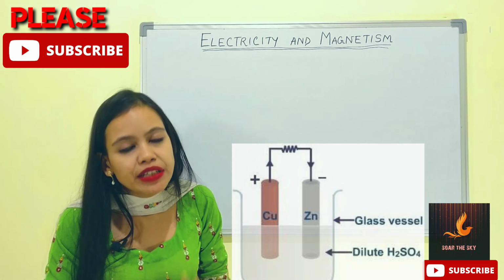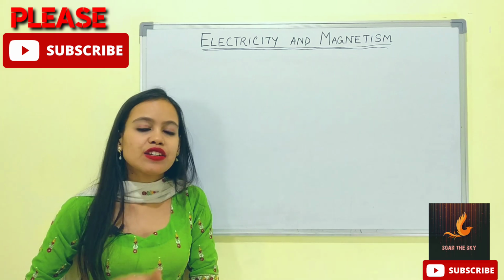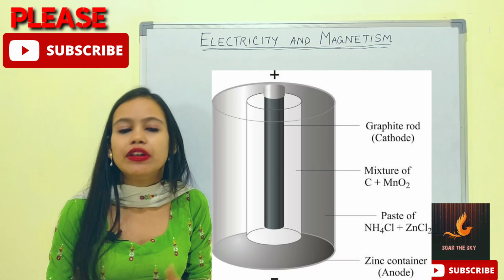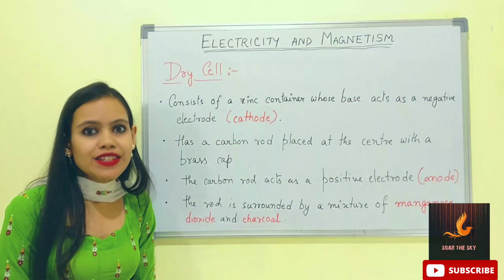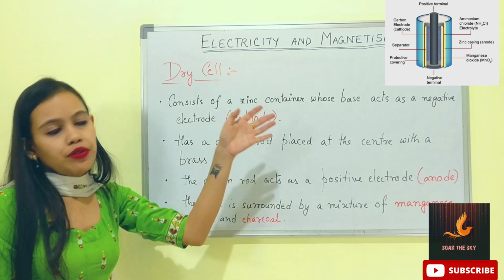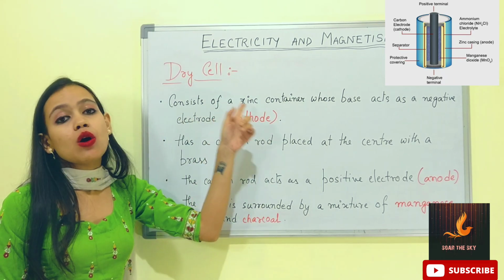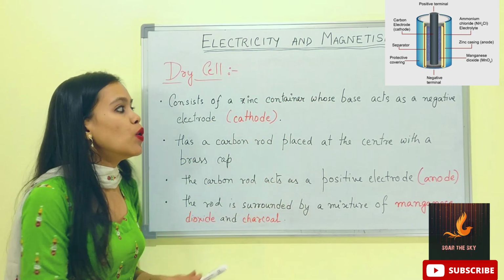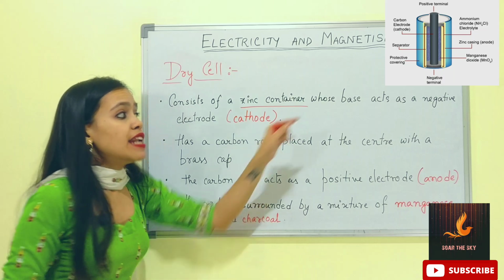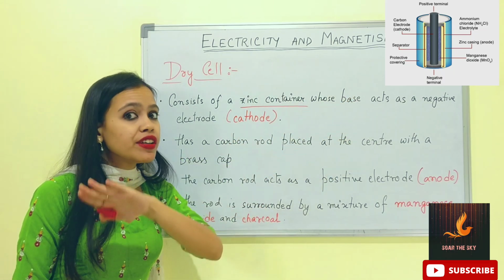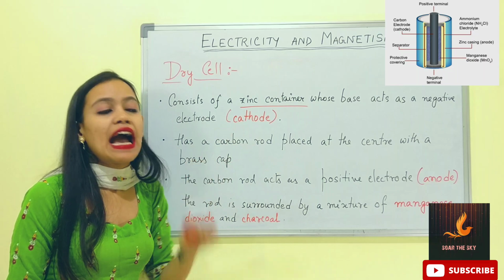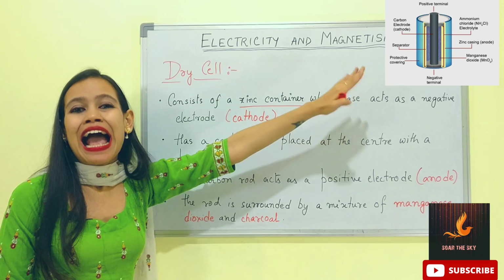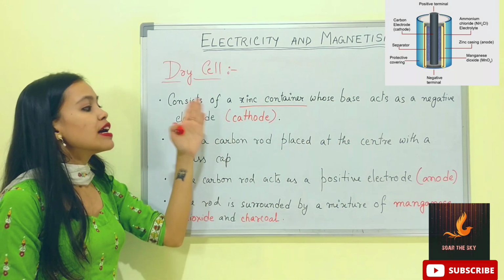The most common form of an electric cell is a dry cell, and a dry cell cannot be recharged. Now what is a dry cell? As you can see in the diagram, a dry cell consists of a zinc container. The entire container is made of zinc metal. As we have already read just now, zinc acts as a negative terminal. So here also the zinc container's base acts as a negative electrode, that is cathode.